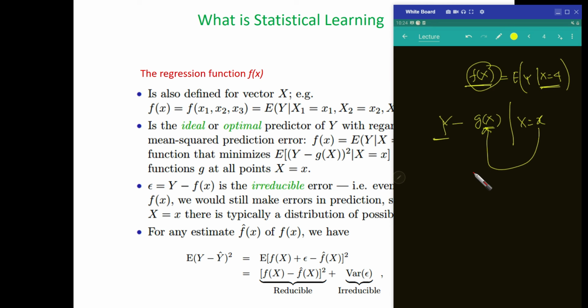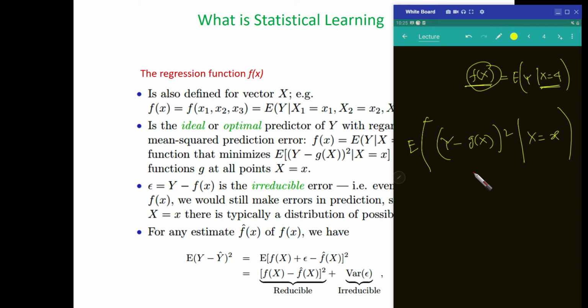If you just take the subtraction at this particular point, let's say y minus g of x, and you take the square of that, given that x equals a particular point x, and then take the average value of that, whatever value you take, f of x will be the minimum one. So that's why we're taking this square. We will understand this a little later, but this is basically the error, right?